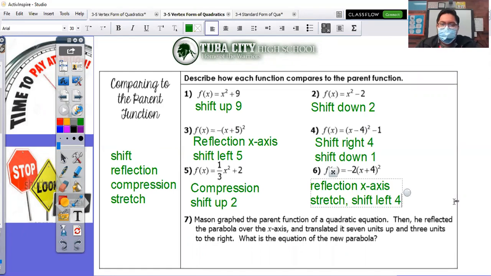Okay, now we have number 7, which is going to be a little bit different because it says here, Mason graphed the parent function of a quadratic, which we just kind of did, like that's the blue line in our graph. He then reflected the parabola over the x-axis, translated it 7 units up and 3 units to the right. What is the new equation of this parabola? All right, so let's go ahead and go back over to this thing here.